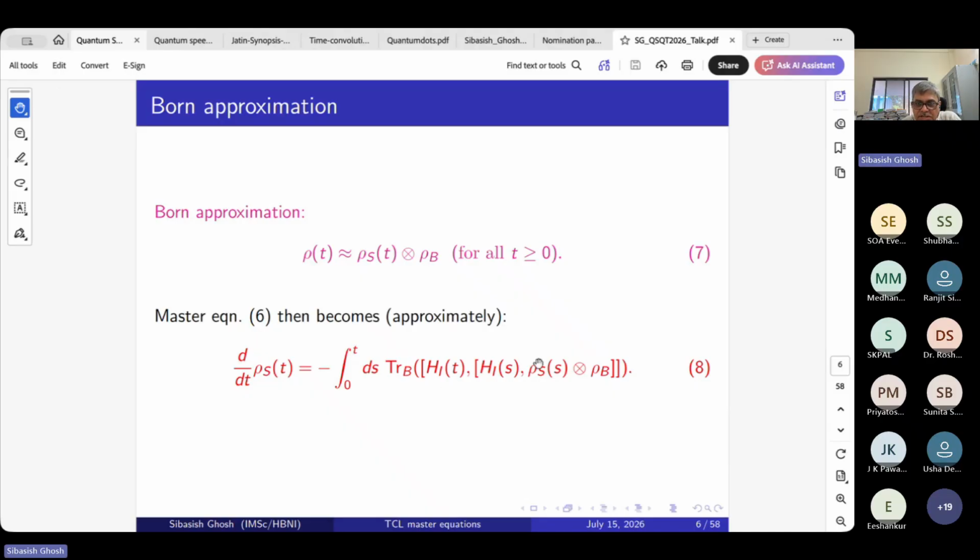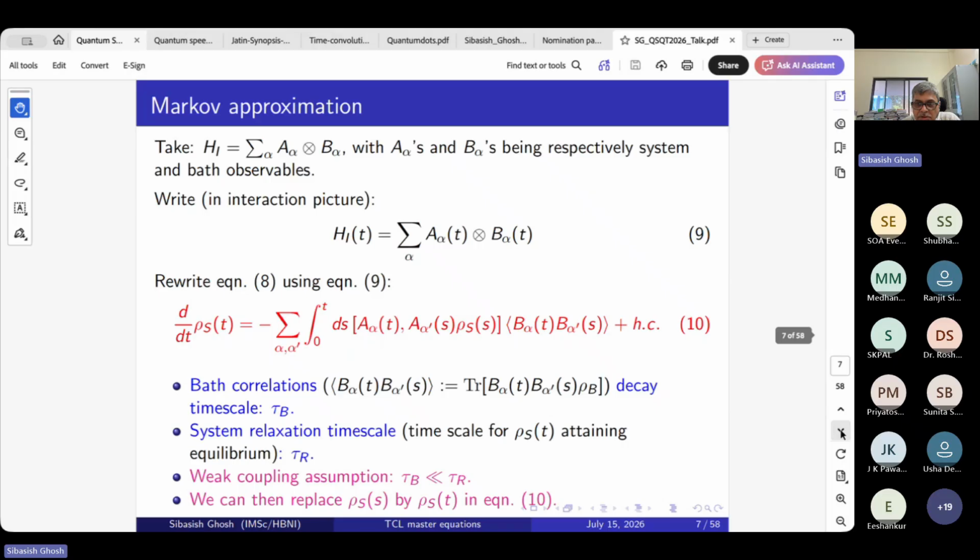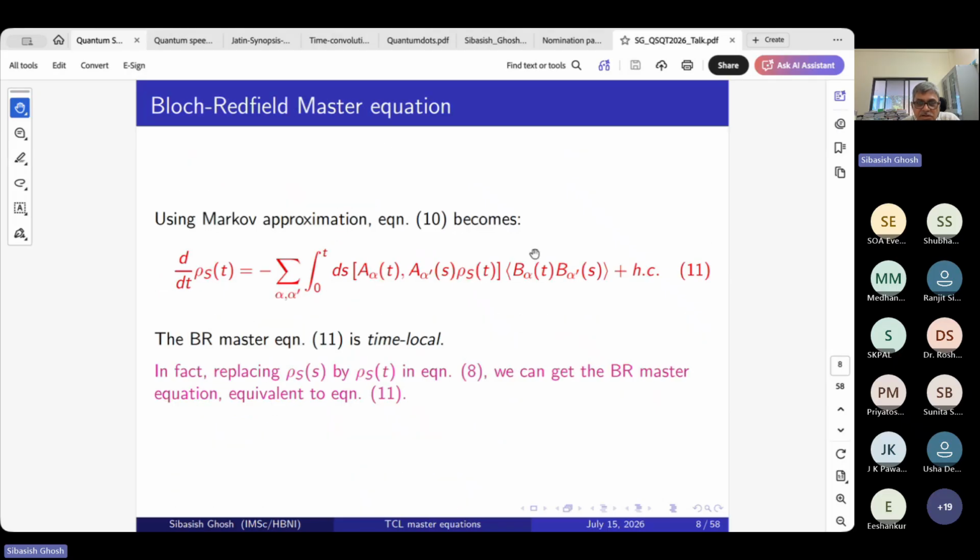So this is your equation 8, and here if you replace this rho ss by rho st, then you will get this Born-Markov, I mean the Bloch-Redfield equation. So this is your Bloch-Redfield equation. You can also express it in terms of the interaction picture, interaction Hamiltonian H_I. So anyway, we can refer to either equation 11 or equation 8 as the Bloch-Redfield master equation. Okay, good.